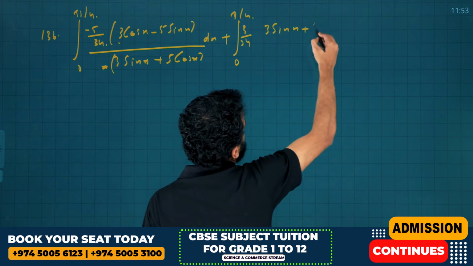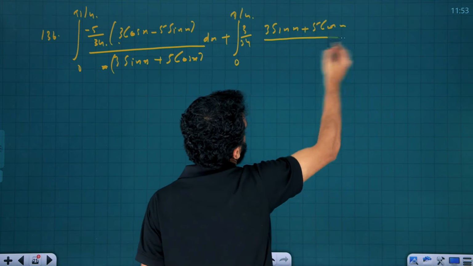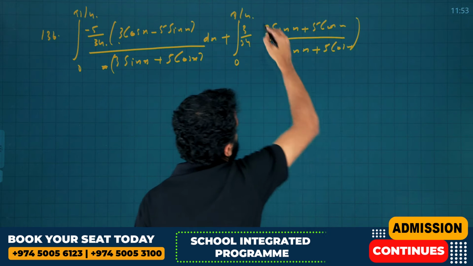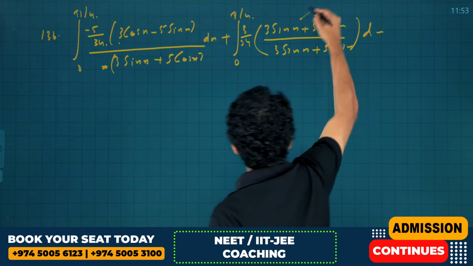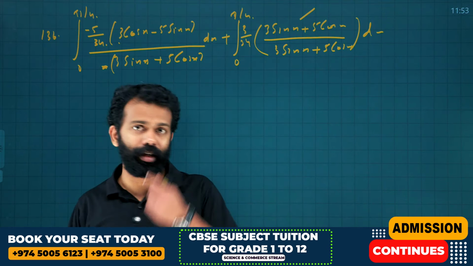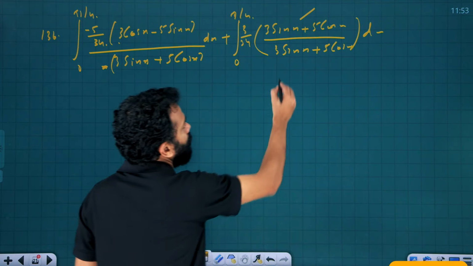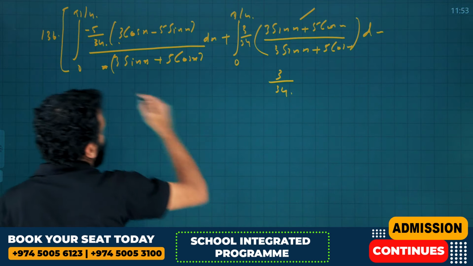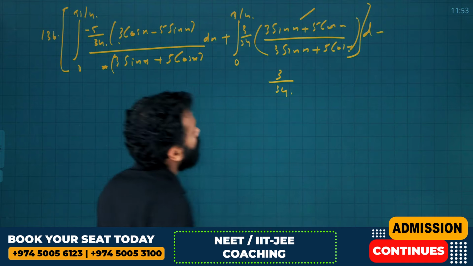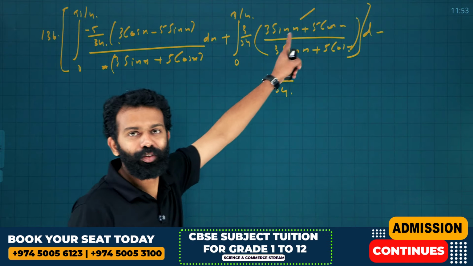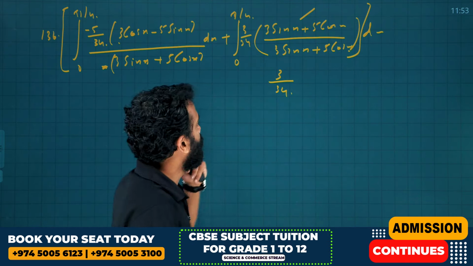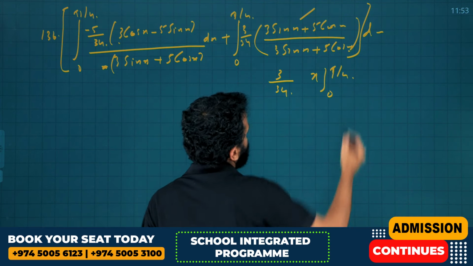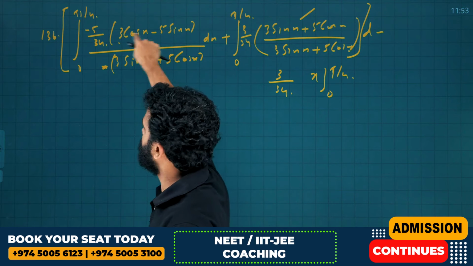3 sin x plus 5 cos x divided by 3 sin x plus 5 cos x. Okay, so it's almost over. What will this one be? That's done, right? Therefore, it will be 3 by 34 into the 136 over here. Okay, we can operate that at last. 3 by 34 into this will be 1, right? Therefore, what is the integral of 1 dx? It is x, and 3 by 34 into x from 0 to pi by 4. It's done and dusted.